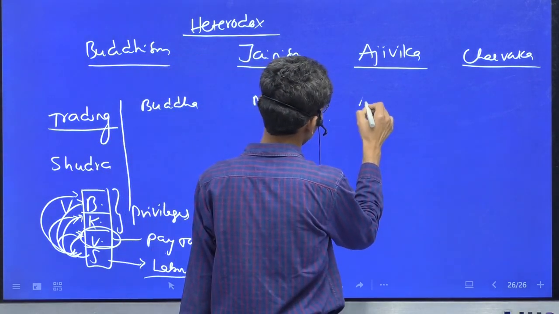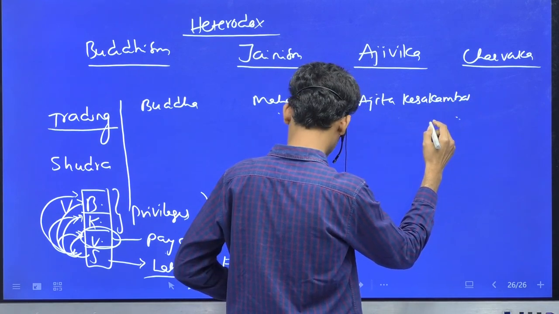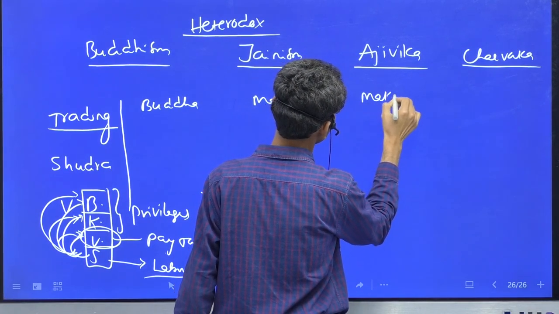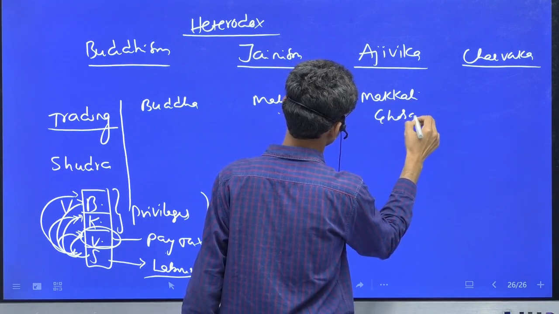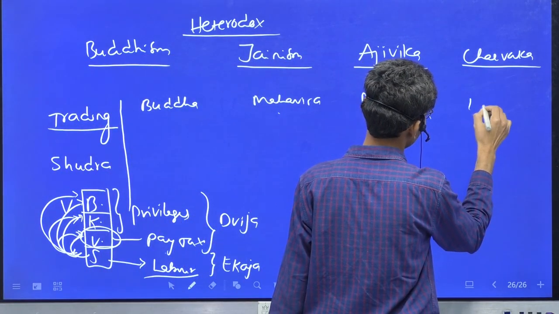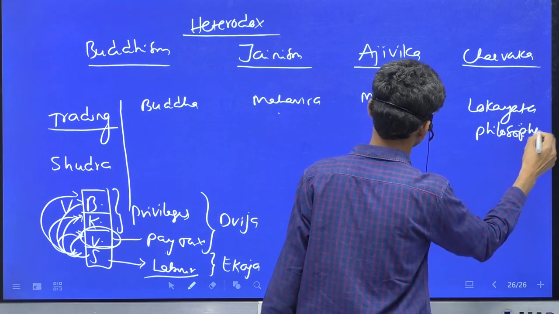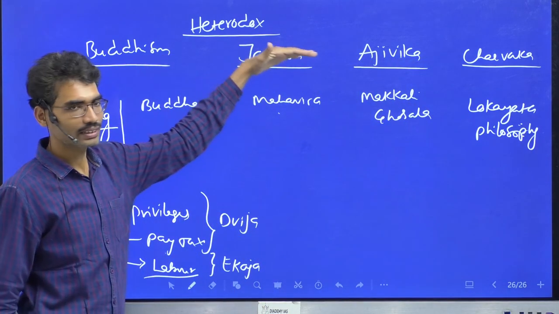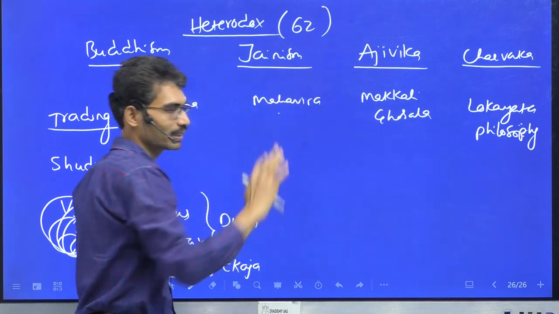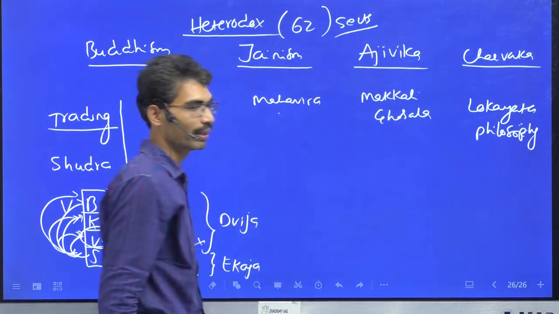Ajivika, Ajita Keshakambali. Ajita Keshakambali is this one, Makkali Goshala. Before Charvaka philosophy, Ajita Keshakambali was there. Charvaka philosophy is also known as Lokayata philosophy. These heterodox sects, these are only 4 or 5 important sects. There are more than 60 such sects. So 60-plus such religious ideas were there in India by this time period.